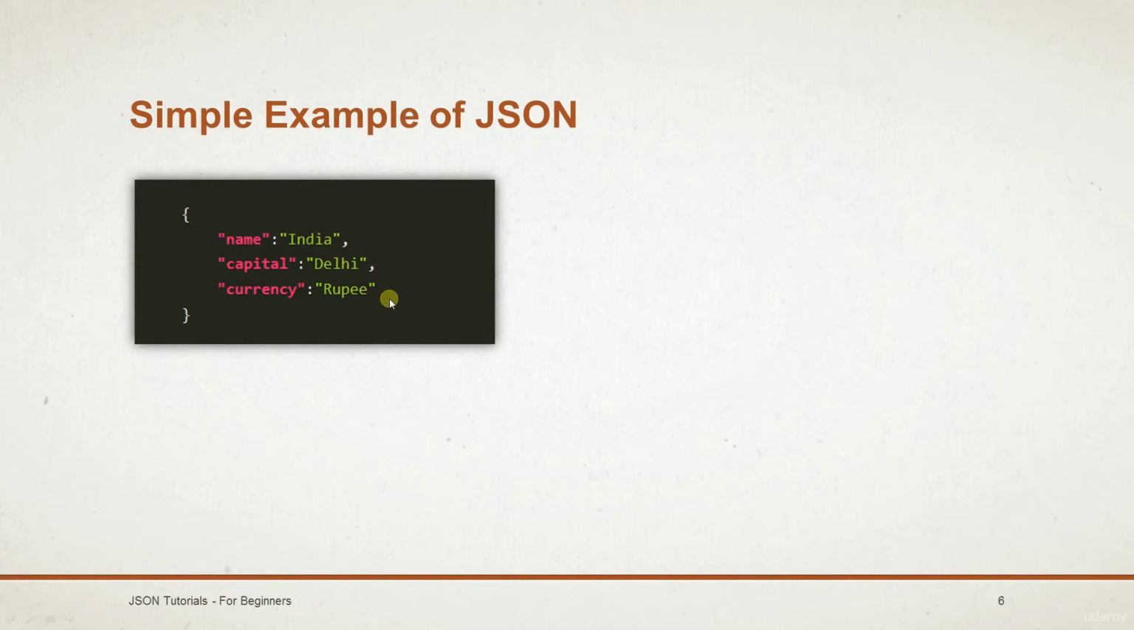Let's understand this with our previous example, in which name, capital, and currency are keys, and India, Delhi, and rupee are the values. Key and value are separated by a colon. The entire properties are separated by a comma. Because this is an object, it is enclosed with curly braces.